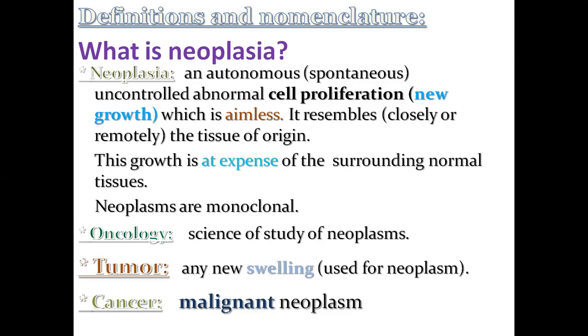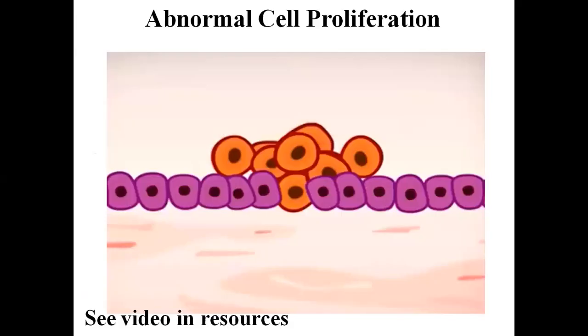Another term is oncology. Ology means science. Onco means tumor or neoplasm. So oncology is the science that studies neoplasms, including the treatment. So what is cancer? Cancer is a neoplasm also, but the malignant one, the bad neoplasm with bad behavior, bad prognosis and fatal behavior. This is called cancer. So now we know definitions of neoplasia, oncology, tumor, and cancer.